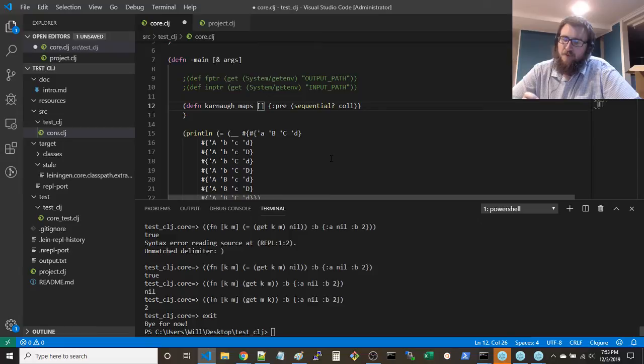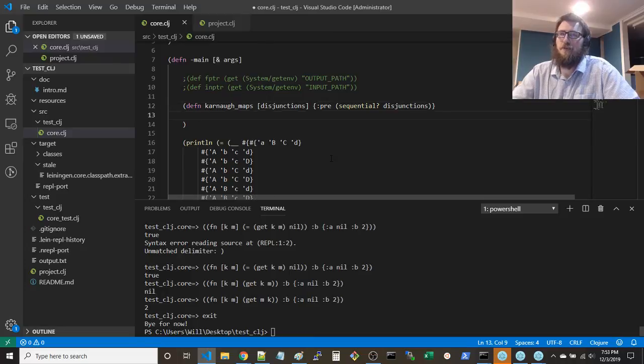Conjunction of disjunctions. It's the disjunction of conjunctions. Disjunctions. Call them. Fair enough. Alright, so given this sequence of disjunctions. Oh, no, these are actually conjunctions. A disjunction of conjunctions.